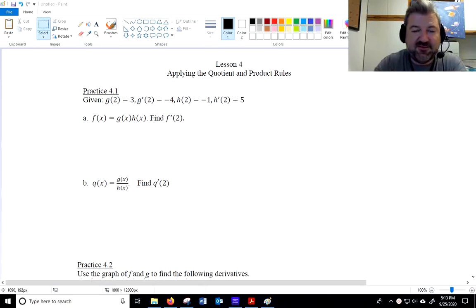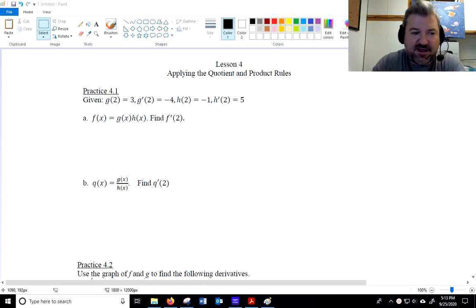Hey, here we go. Lesson 4 from Unit 3 in AP Calculus coming at you right now. We are studying how to apply the quotient and product rules. As is going to be the way we usually do it, we'll spend one lesson going over rules. The next lesson, we'll apply them, see what we can do to solve some problems. And I got some good ones for you today, so I hope you enjoy.